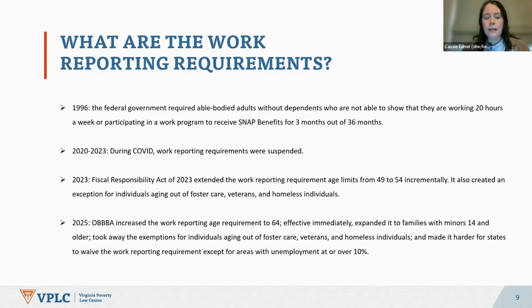Under this new bill, it increased the work reporting age requirement to 64, effective immediately. It also expanded to families with minors 14 and older, and it took away those exemptions for children aging out of foster care, veterans, and homeless individuals. It also made it harder for states to waive the work reporting requirements, except for areas of very high unemployment, at or over 10%.